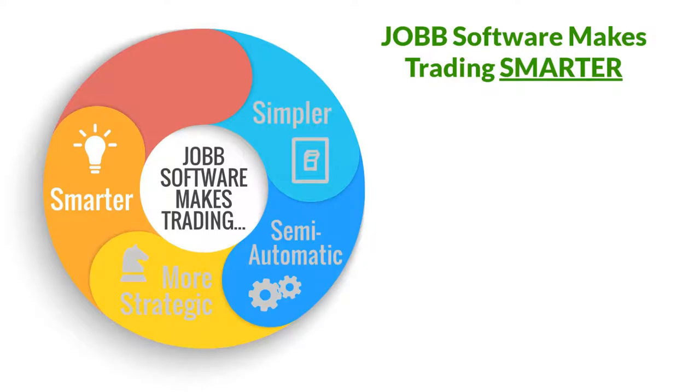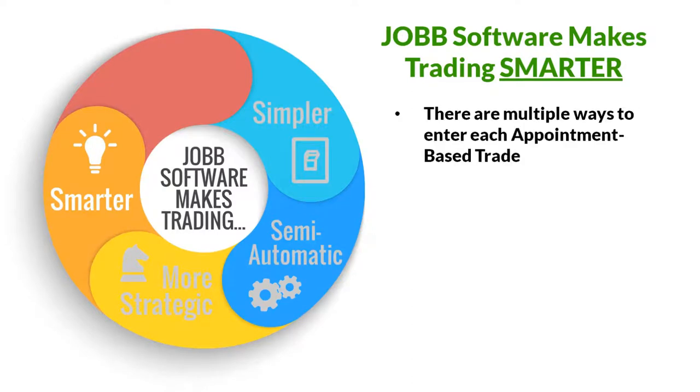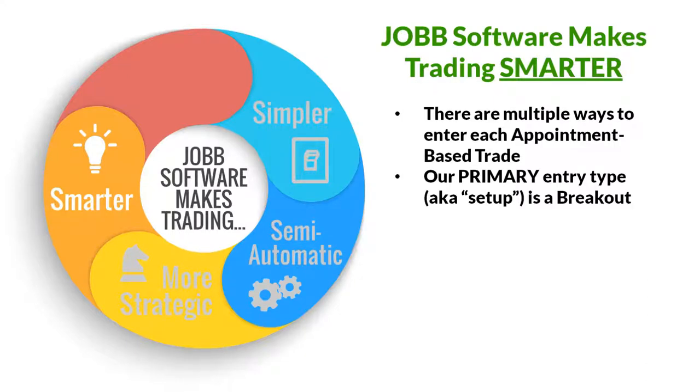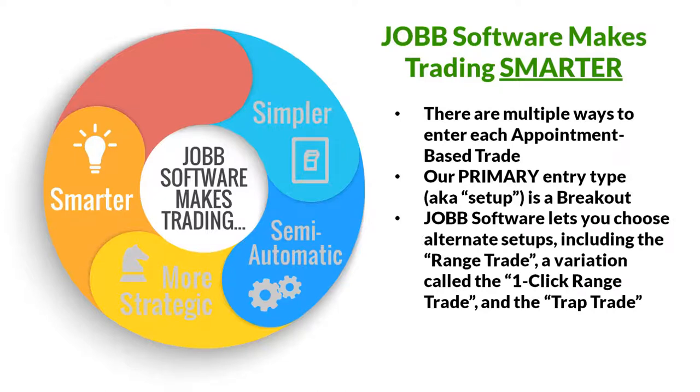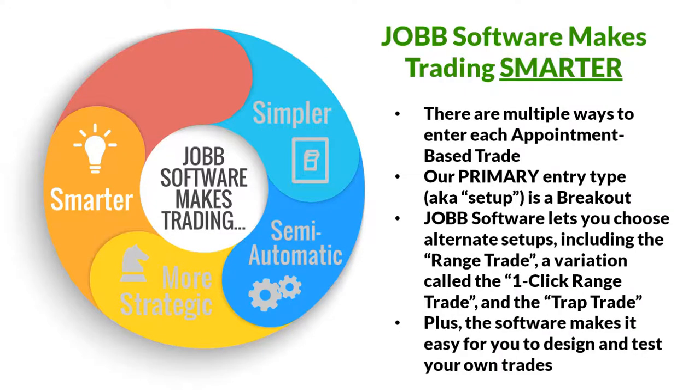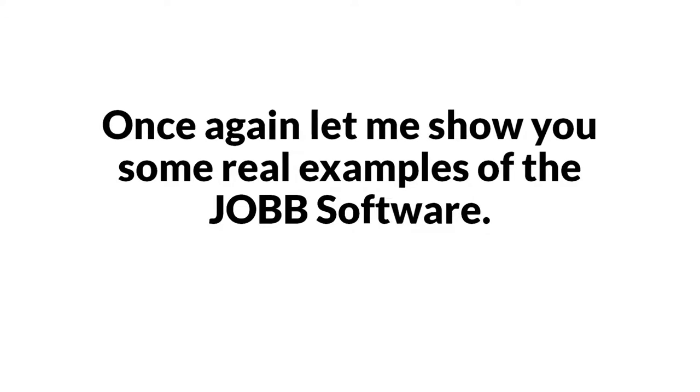JOBB software makes trading smarter. There are multiple ways to enter each appointment-based trade. Our primary entry type, known as a setup, is a breakout. JOBB software lets you choose alternate setups, including the range trade, a variation called the one-click range trade, and the trap trade. Plus, the software makes it easy for you to design and test your own trades. Once again, let me show you some real examples of the JOBB software.